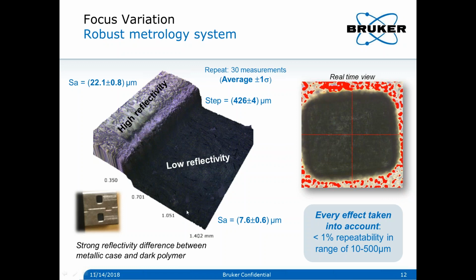So in one single measurement, the system can automatically extract step height and roughness of the top metallic case and the bottom black polymers. And you see after 30 measurements, plus or minus 1 sigma deviation. So what we see across the measured values is a repeatability better than one percent on a range of tens of microns up to 500 microns. So over a wide range, the system is definitely highly robust versus such saturations.